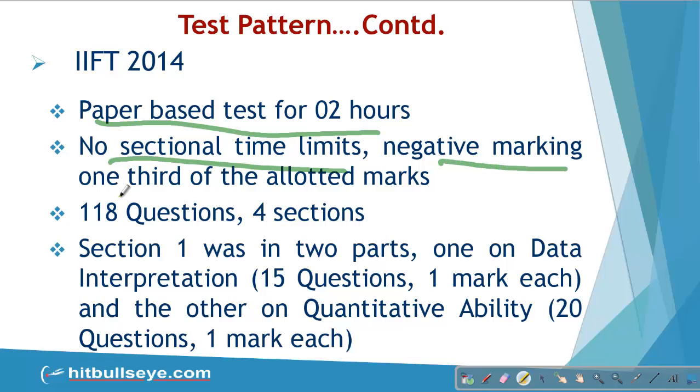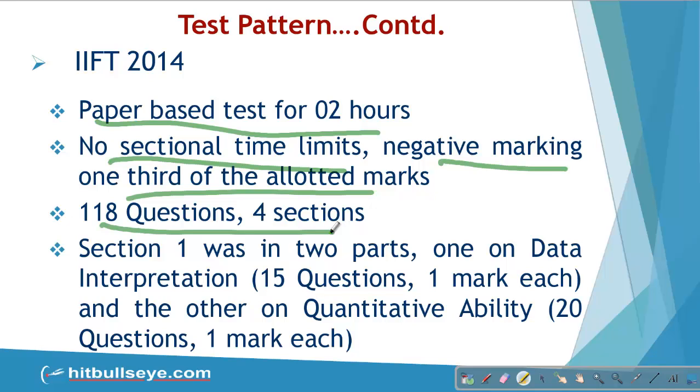Negative marking has been consistently 1/3 of the allotted marks. This is again where it differentiates from the popular CAT, where negative marking has been around 1/4 of the allotted marks. The number of questions in IFT 2014 was 118, spanned across 4 sections.